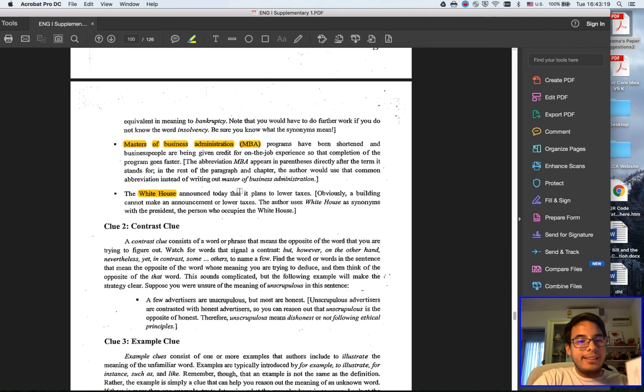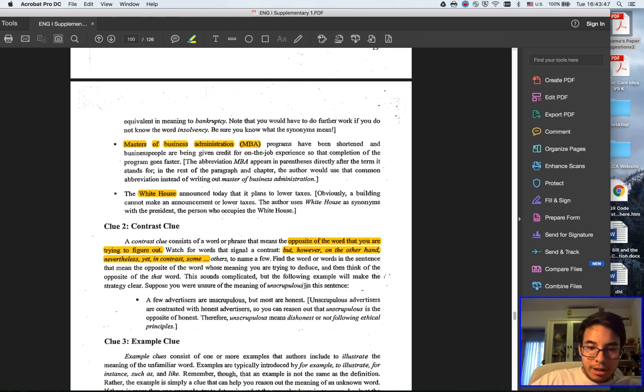Now the next one is contrast clue. Now a contrast clue basically means the opposite of the word you are trying to figure out. So the important part is that you need to identify the transition words like but, however, on the other hand, nevertheless, in contrast, some, others. And what happens is whatever happens after that word is the opposite.